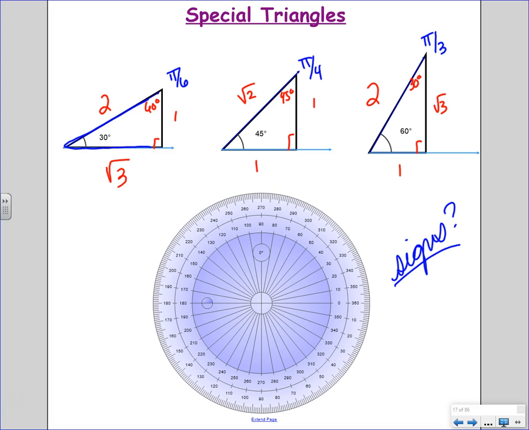But guys, any over 4, we'll use this triangle. Any over 3, we'll use this one. And we'll see how we can visualize and solidify the unit circle tomorrow. Finish out your 4.1 tonight.